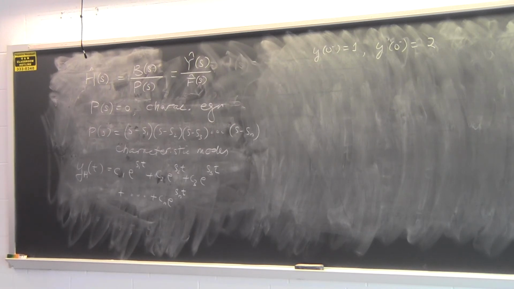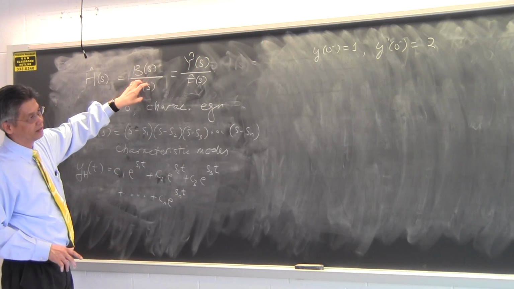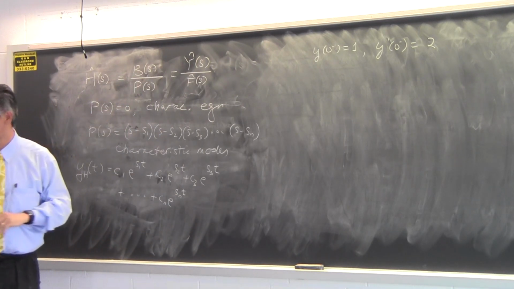So are there any questions regarding this? This is rather confusing, but this is how you find the characteristic modes and the characteristic polynomial and the characteristic equations of the system. You found that by just setting the denominator to 0 at the poles of the system.